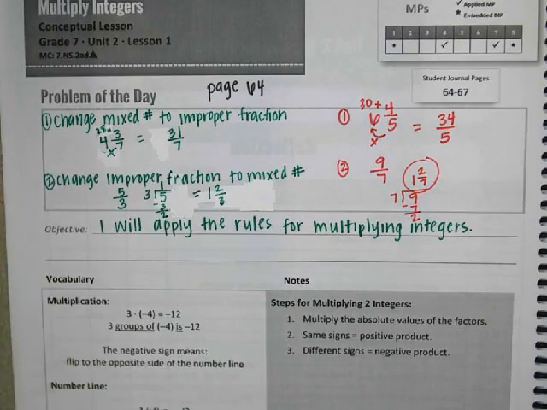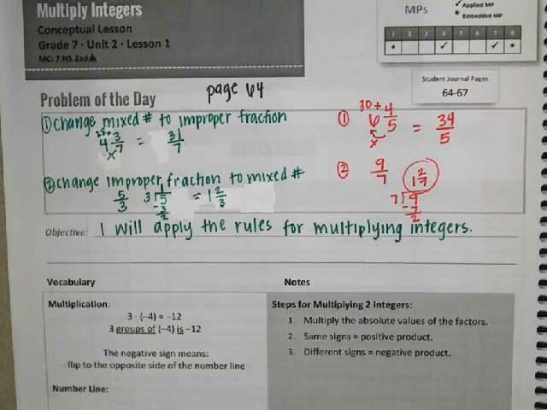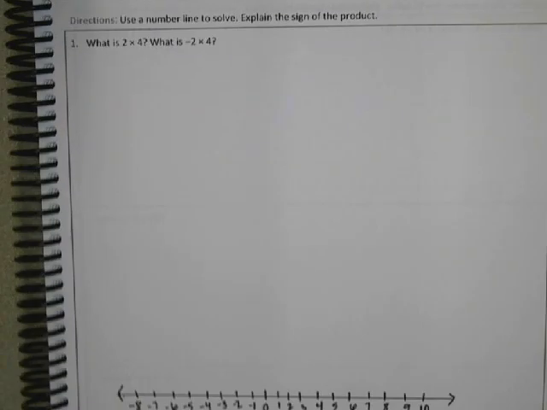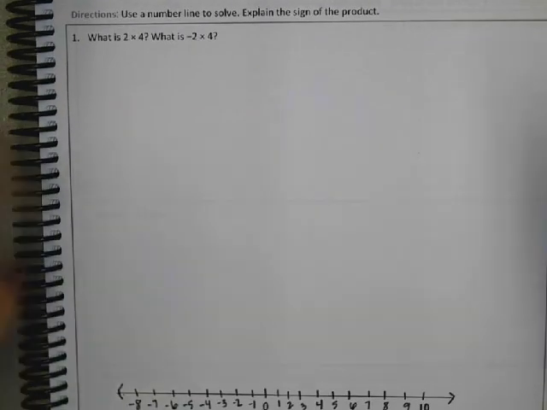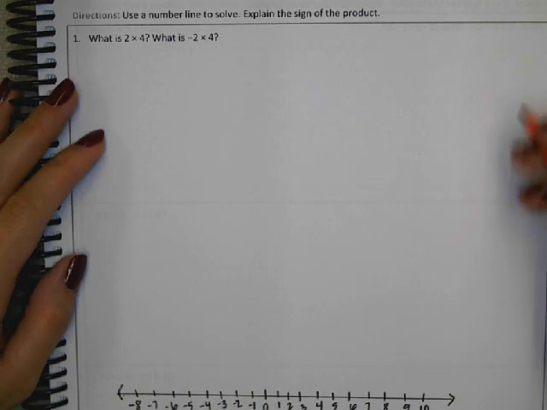Okay, you should have written down, I will apply the rules for multiplying integers. And we're going to talk about multiplying integers. So now I'm going to turn my page, but this is not in your book. We're going to go over the rules. Okay, so again, this is not in your book, but we are just going to talk about it.